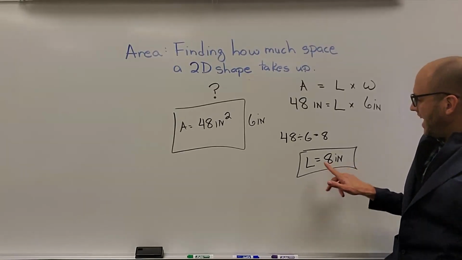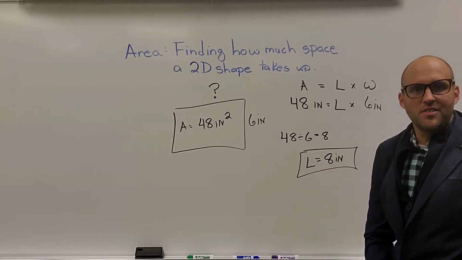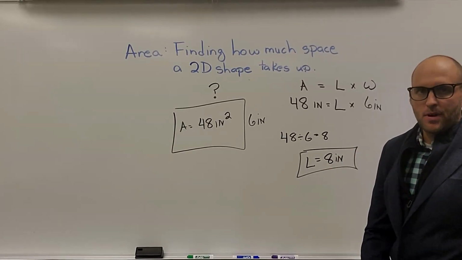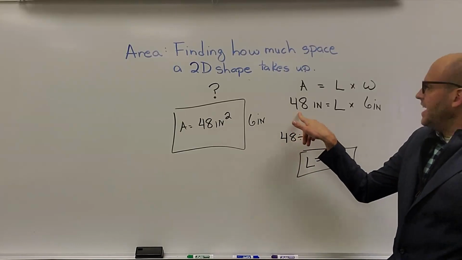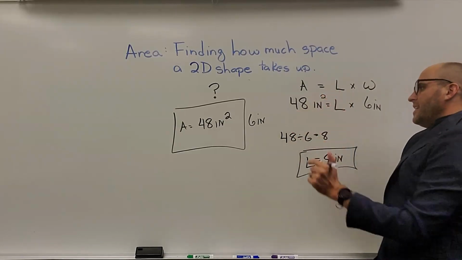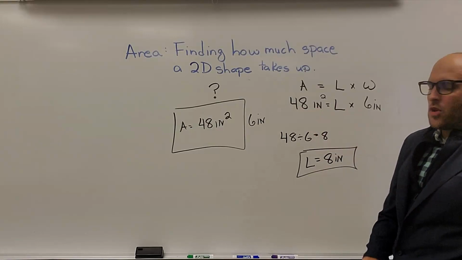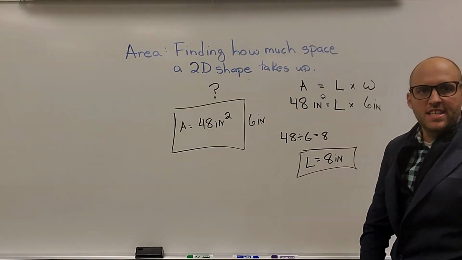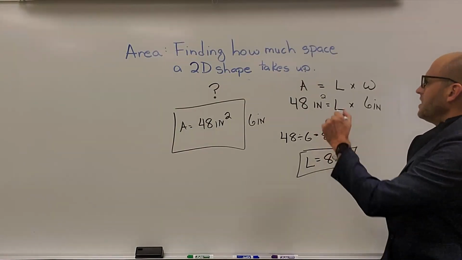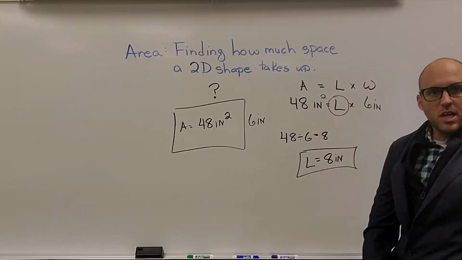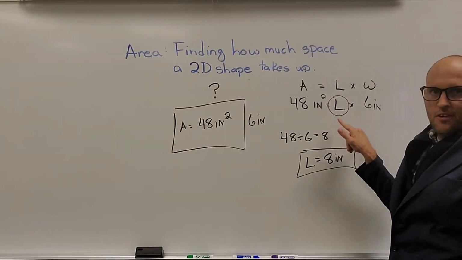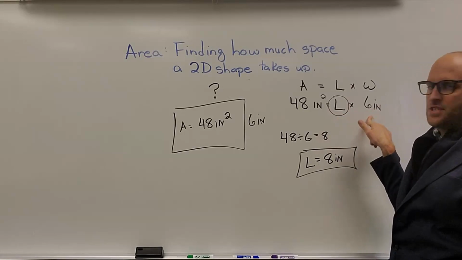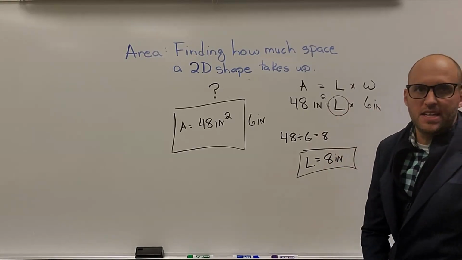Hopefully you ended up with 8 inches, and if you did, you can give yourselves a pat on the back. For this problem, you didn't need to find the area. It's already there. We have 48 inches squared. We also had the width, which is 6 inches. What we needed to do was find the length. You could do it a couple ways. You could try to figure out what times 6 gets us 48, which is 8 if you know your basic facts.